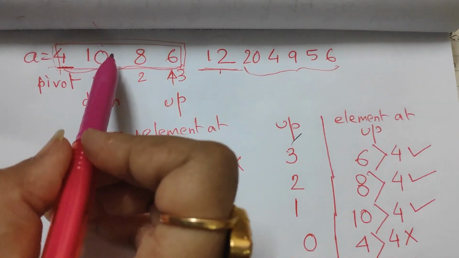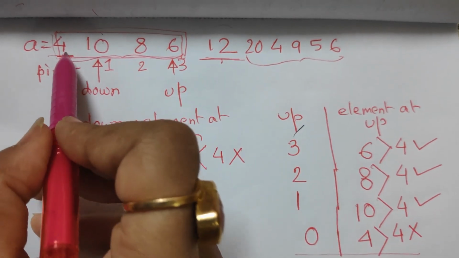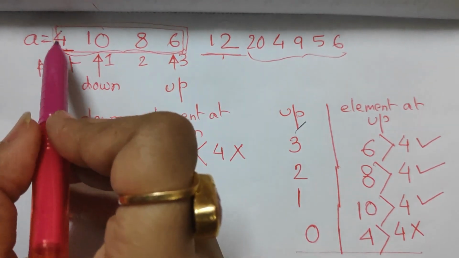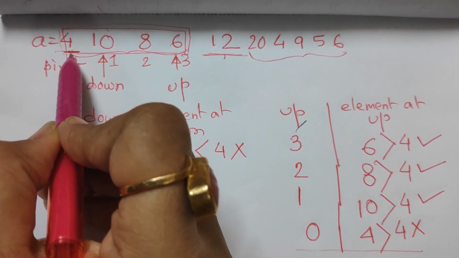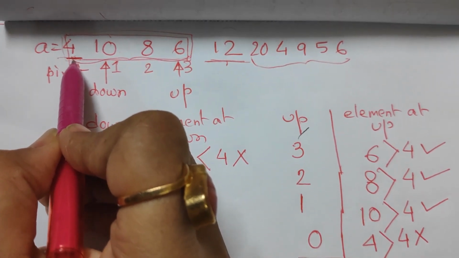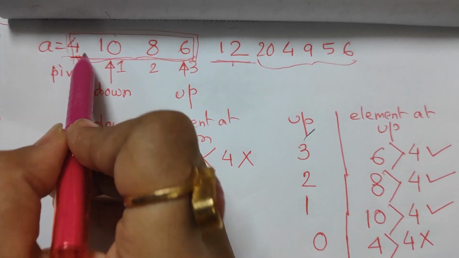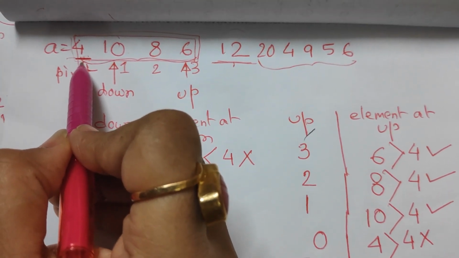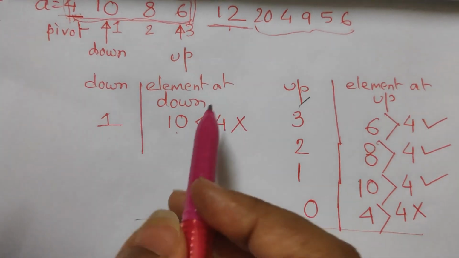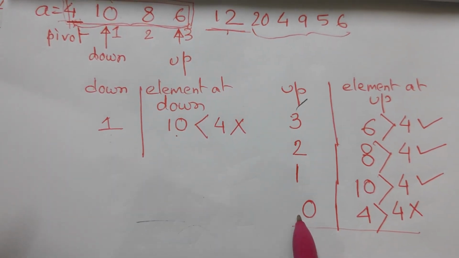Now students, if you just look at this part of the list, 4, 10, 8, 6, you see according to this list, 4 is actually placed at its correct location. 4 should be the first element of this list, right? Because 4 is the smallest element in this list. So 4 is actually at its correct location. So if you look at the working also, down is halted at 1, up is halted at 0.